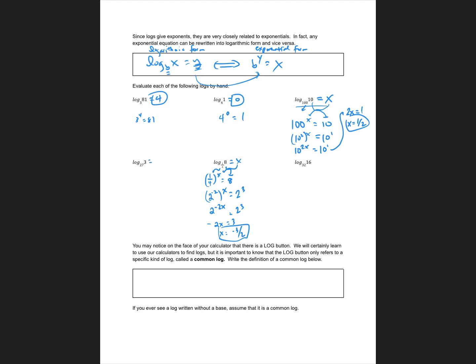Cool. So log base 27 of 3 is 1/3, and again, that's because 27 to the 1/3 is 3. Log base 32 of 16 is 4/5, and again, that's because 32 to the 4/5 power is 16.